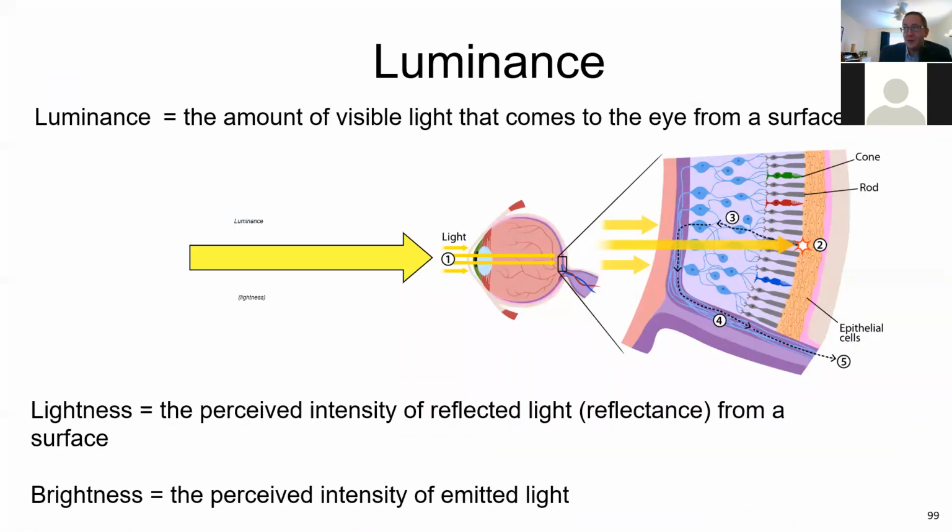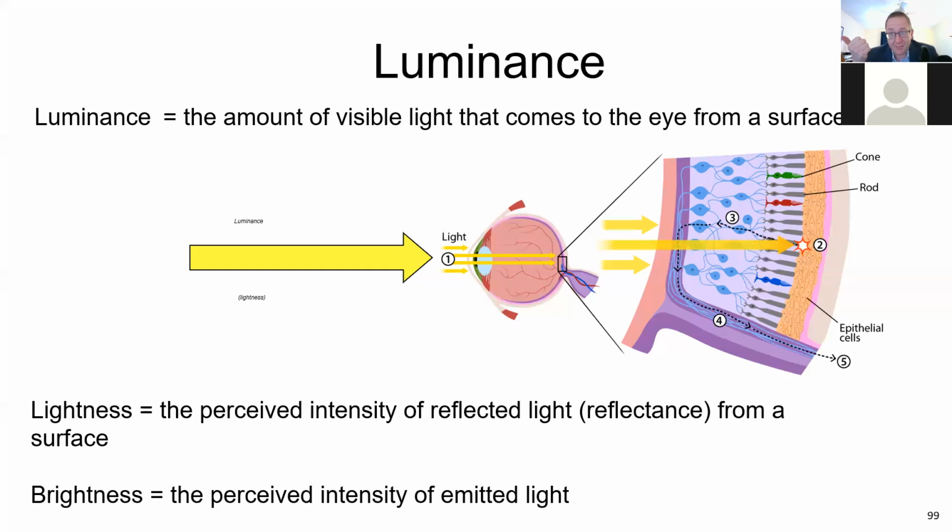So when we talk about luminance, I always want to say luminosity. It's probably not even a word, but I used it for years. Luminance is the amount of light that comes into the eye from a surface. So the brightness is the perceived lightness from a reflection. Brightness is from an emitted light.